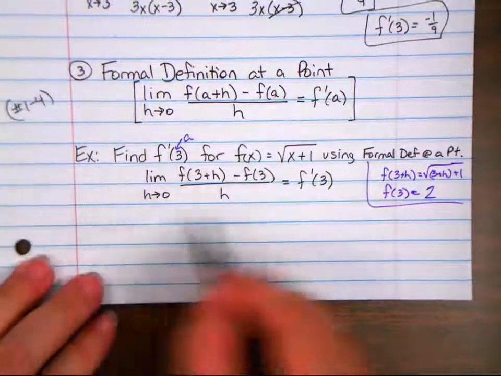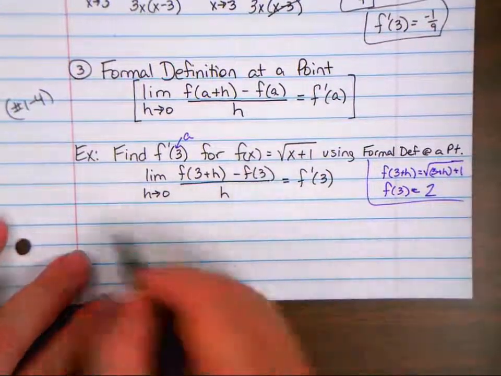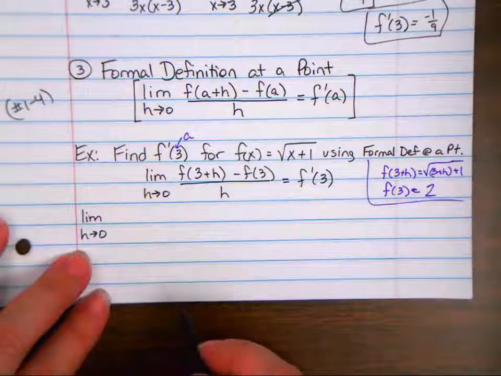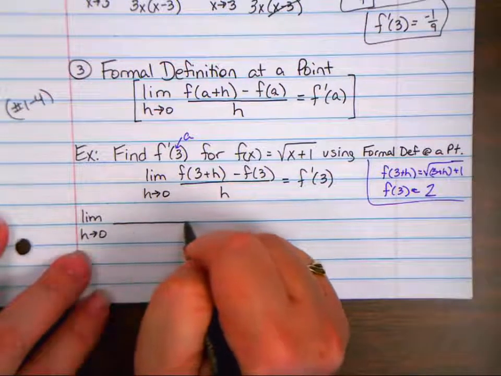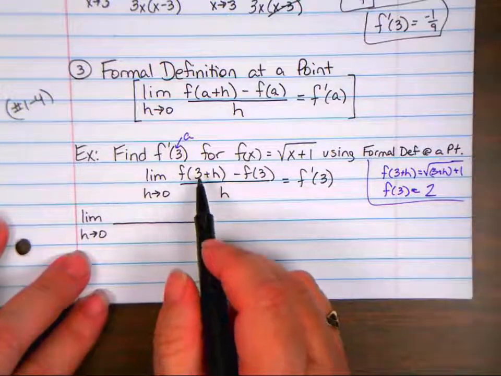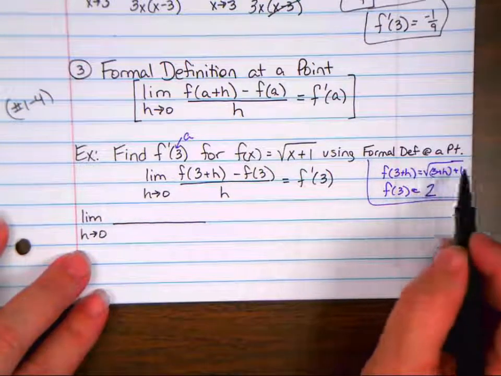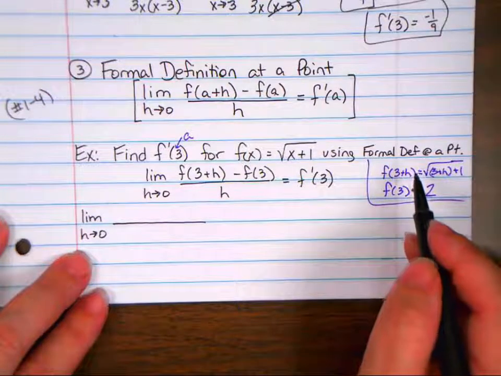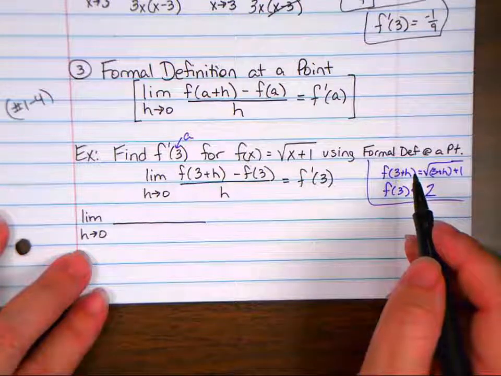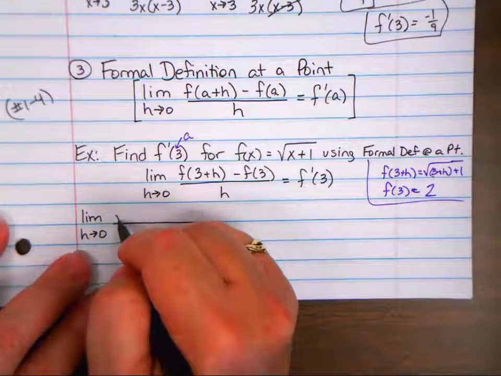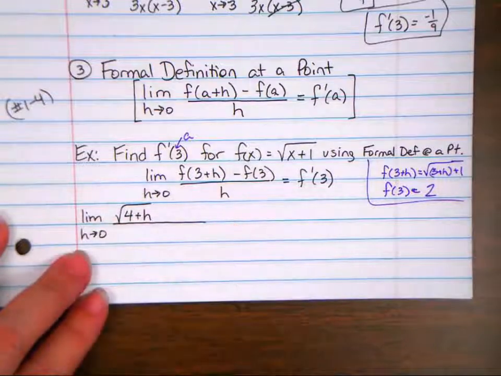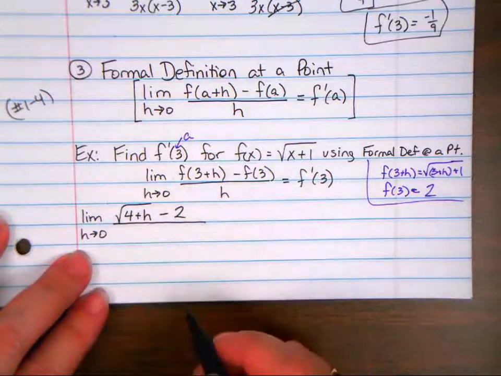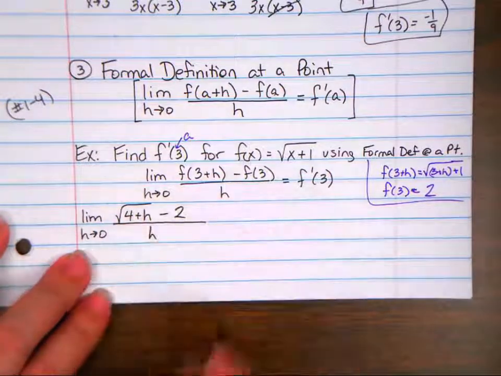All right, so now we're ready to work the problem because we know what two things to plug in on top. So the limit as h approaches 0. Draw my fraction bar. The first thing I want to put in is f of 3 plus h, which is this top thing right here. But when I put it in, I want to clean it up a little bit first. So what's it going to clean up to be? What do you think? 4 plus h in the square root sign. Square root of 4 plus h. Exactly. Minus f of 3 is 2. So put a 2 there. And h on the bottom. That's it.